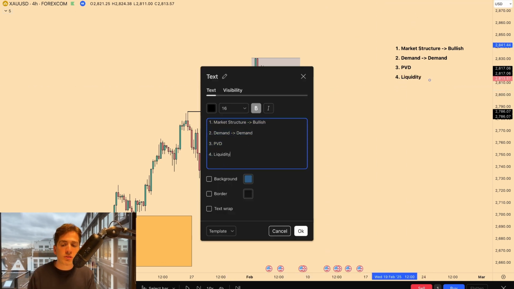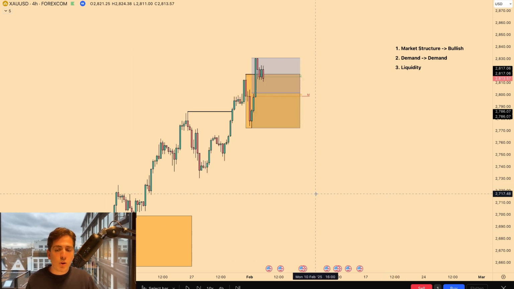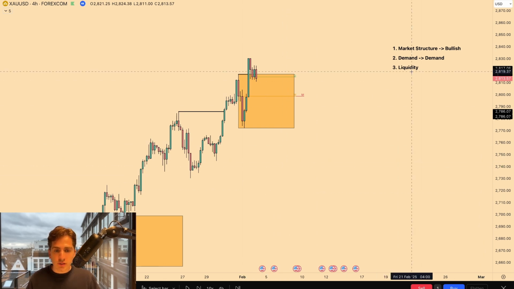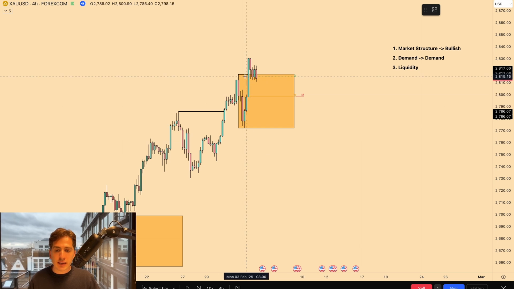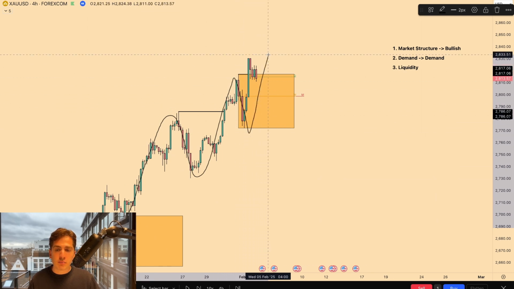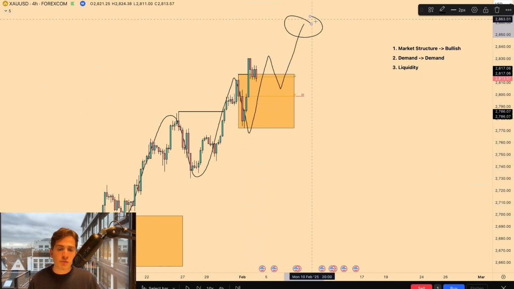Now, what's very important to understand is that market structure, demand or supply, and liquidity are your must-haves. Okay, so you need to have these 3 confluences. The PVD is more just an indicator which is favorable to have as well, but is not a necessity or absolute must-have requirement. So we're going to be focusing on these 3 confluences here. First of all, we can see demand here is in control. Market structure overall is bullish, right? We had the push up, the push down, the push up, push down, push up, push down. We're now simply looking for another push up.